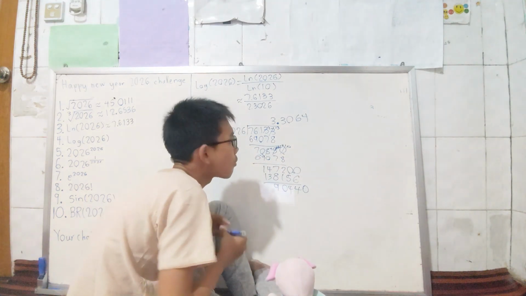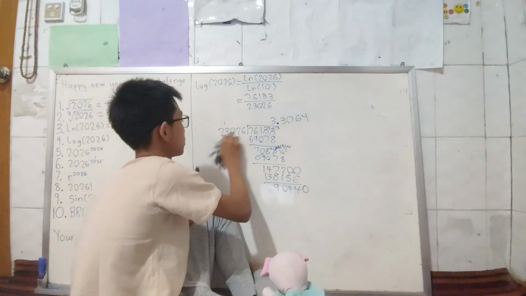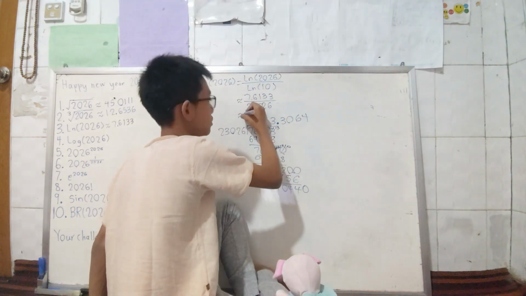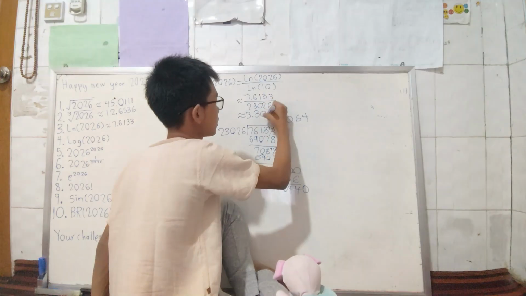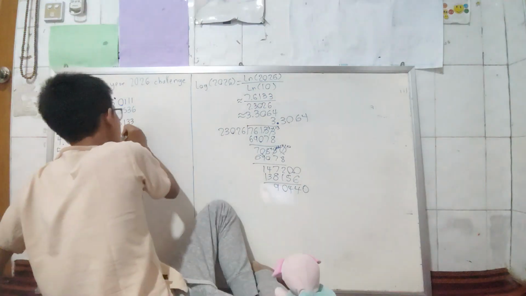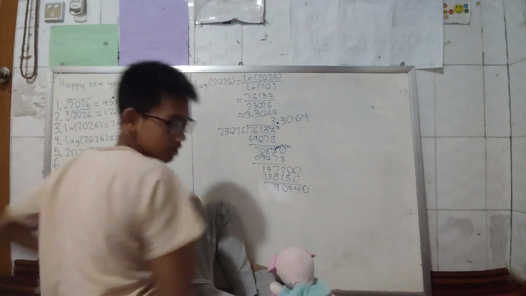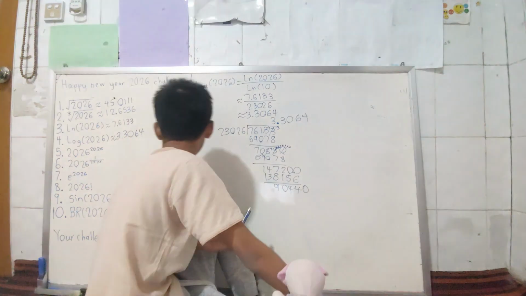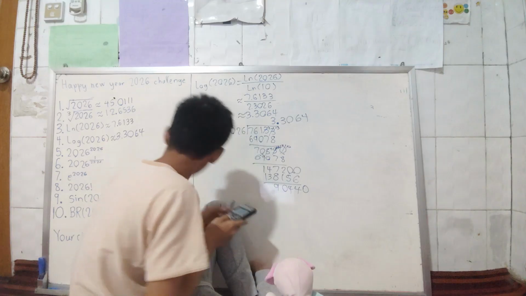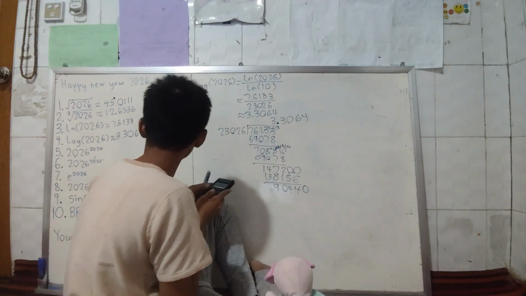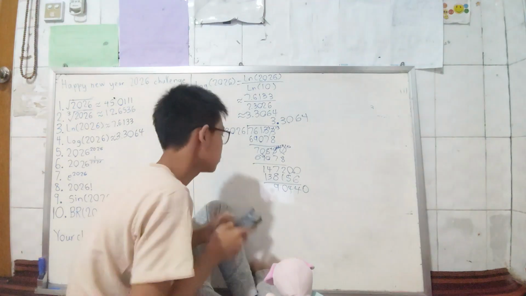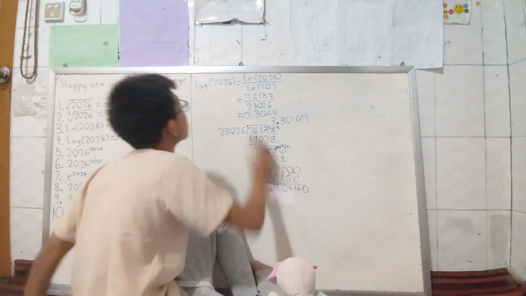I think that will be our approximation. So that's going to be 3.3064, approximately. Let's check with my calculator. Logarithm of 2026. So it says 3.3066. But it says 3.3061. Not bad.